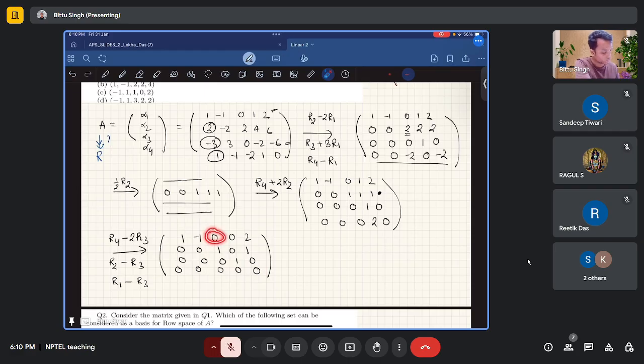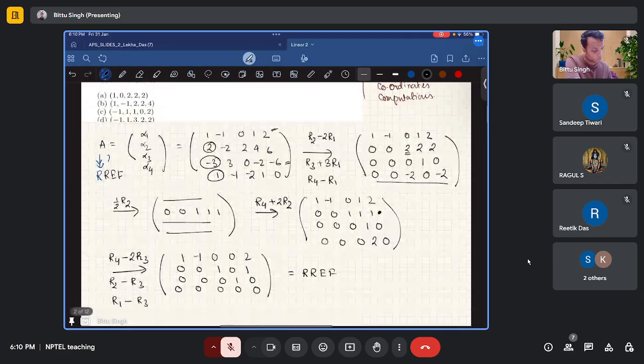Below and above 1 also, you can see that wherever there is a leading 1, the other things are 0 in that column. So this is the row reduced echelon form, RREF. So we get the row reduced echelon form, RREF.